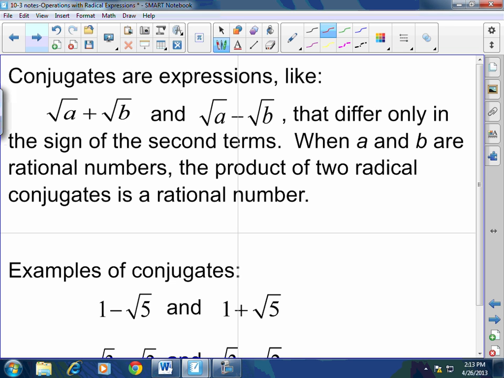All right. Now, conjugates. Conjugates are expressions like a plus b and a minus b. They only differ in the sign of the second terms. This is exactly the same as that. This second term will be exactly the same as that. The only difference is one is plus, one is minus. That is what a conjugate is. When a and b are rational numbers, the product of two radical conjugates is going to be a rational number.